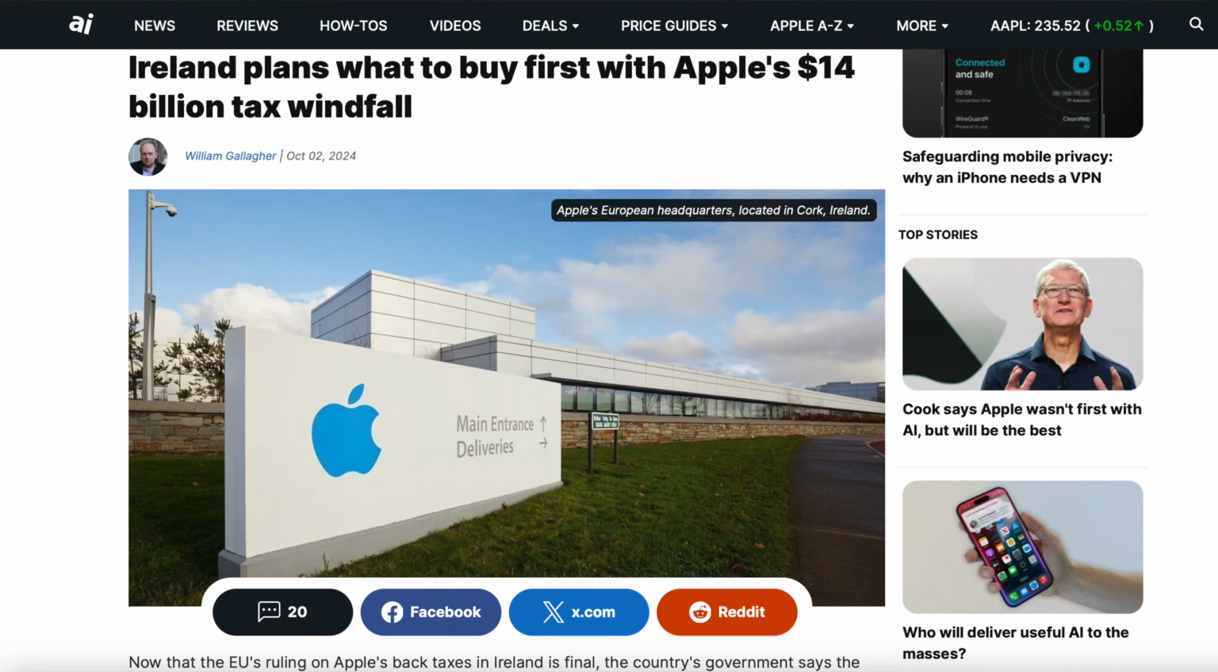There's a thing, quite a complicated story with Apple and tax and Ireland, and a headline would have been: Irish government announces that it is planning how to deploy the $14 billion surplus it received under the EU. Yeah, whatever. The headline I wrote for that story was: Ireland plans what to buy first with its $14 billion tax windfall. Something just readable, something human. Okay, so that's your headline.